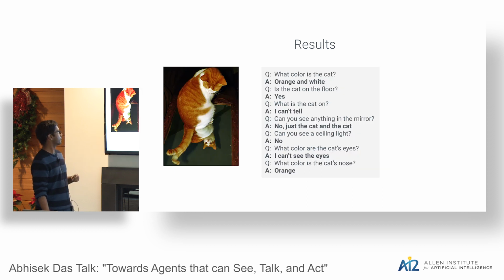Here's another example. What color is the cat? Orange and white. Is the cat on the floor? Yes. What is the cat on? I can't tell. So there's a clear inconsistency here. It was able to respond with a yes to a cat on the floor, but it can't tell what the cat is on. Moving on, can you see anything in the mirror? No, just the cat and the cat. So it says cat twice, presumably because there's a mirror and it's seeing two heads of the cat.